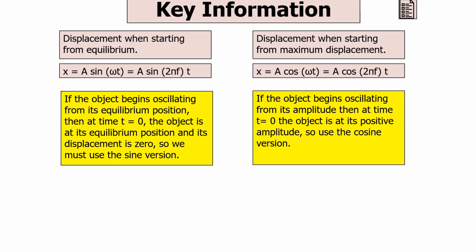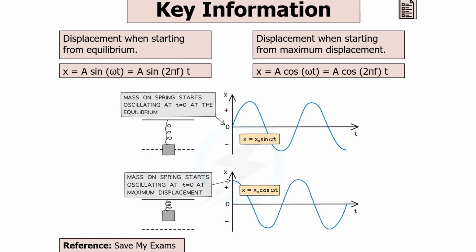So if the object begins oscillating from its equilibrium position, then at time t equals 0, the object is at its equilibrium position and its displacement is 0, so we must use the sine version. If the object begins oscillating from its amplitude, then at time t equals 0, the object is at its positive amplitude, so we've got to use the cosine version. So you can see this in the following graph shown here, for a mass on a spring oscillating from t equals 0 at equilibrium, and a mass on a spring starting oscillating at t equals 0 at maximum displacement.